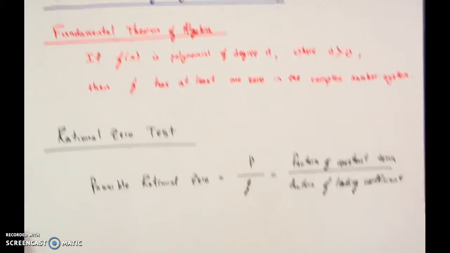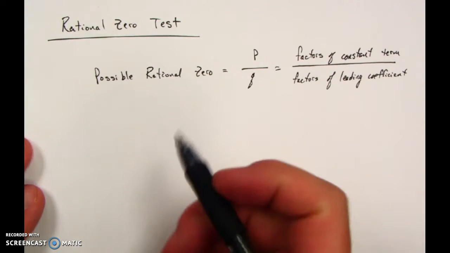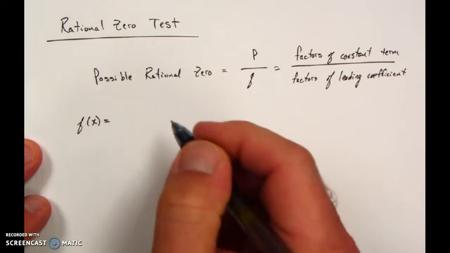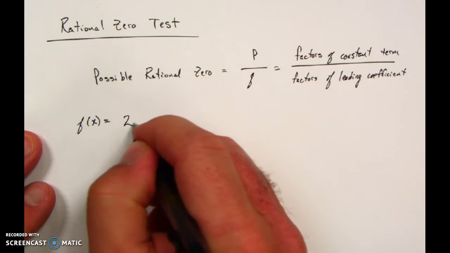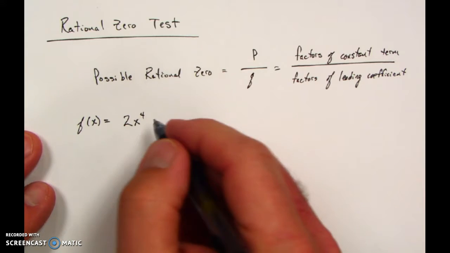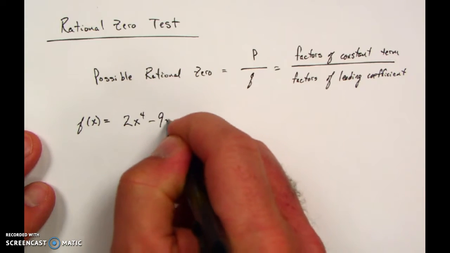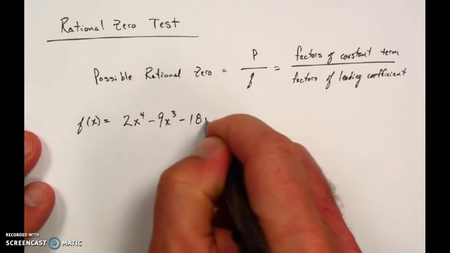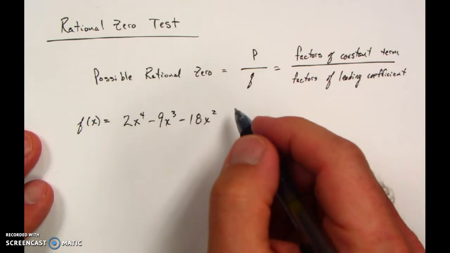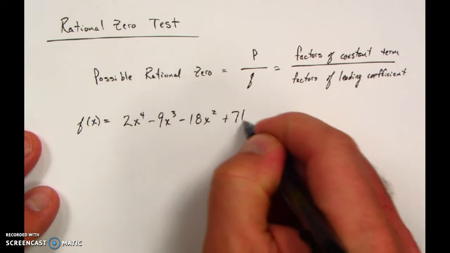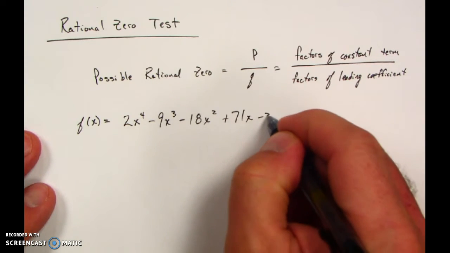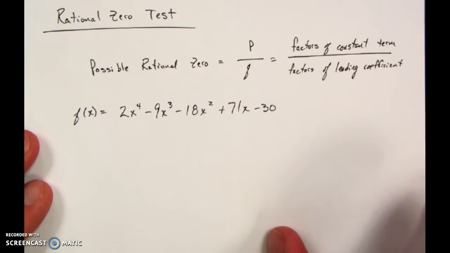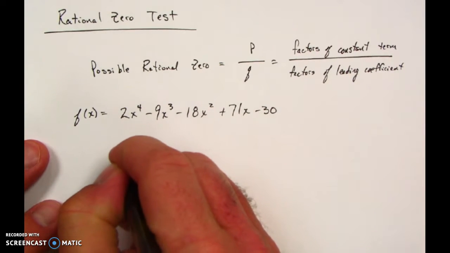So, for example, if we have f of x is equal to 2x to the fourth minus 9x cubed minus 18x squared plus 71x minus 30. Again, we're going to look for the possible rational zeros.